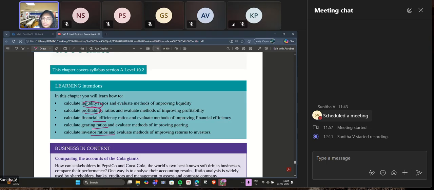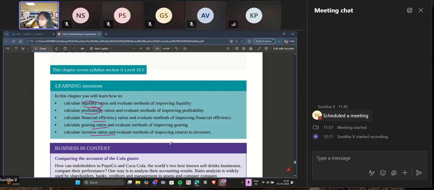So the A part question might be: calculate liquidity ratio and suggest methods of improving liquidity. If not that, it can come on profitability ratio and methods. So Ahana's got the toughest, which is financial efficiency. Okay, so let's look at all of them. Now tell me the meaning of the term liquidity ratio. What does that mean?